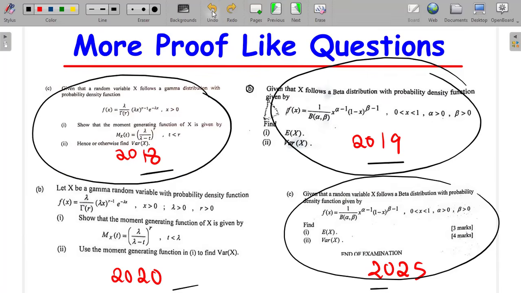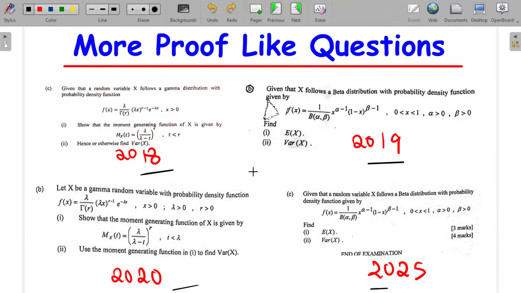But the bottom line here is that you should know how to derive the moment generating function for each distribution, because you never know the distribution that they're going to pick. But through the past papers, you will also be able to know the common ones. So you need to know how to do the beta, because you can see the beta is appearing everywhere. You need to know how to do the gamma, because the gamma is appearing everywhere. Make sure you know how to derive the mean, the variance, the moment generating function, and also how to use the moment generating function to find the mean and the variance.